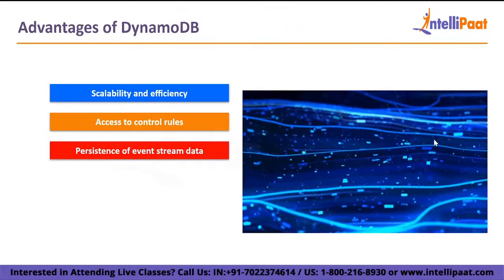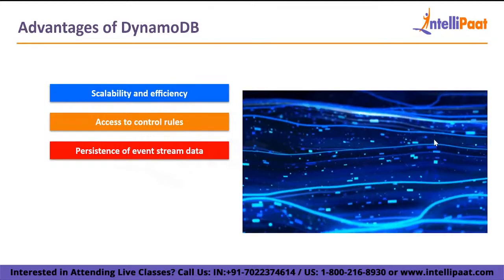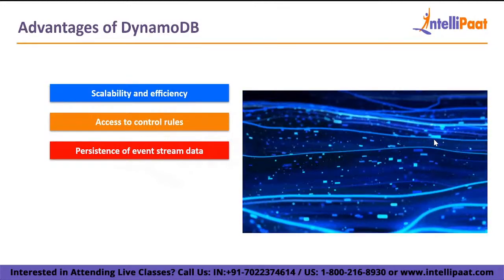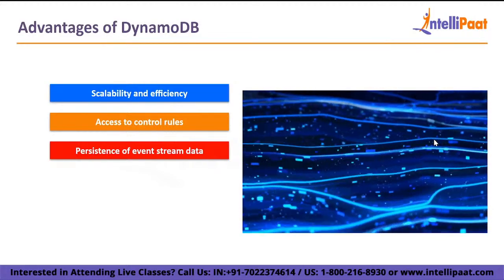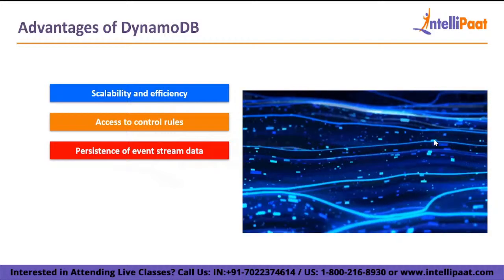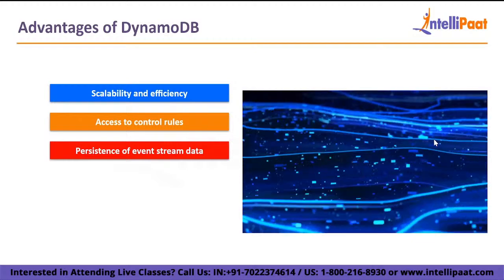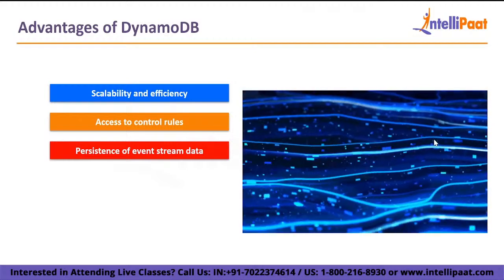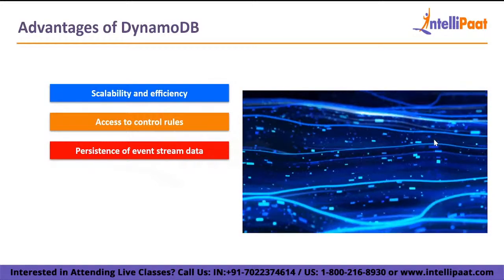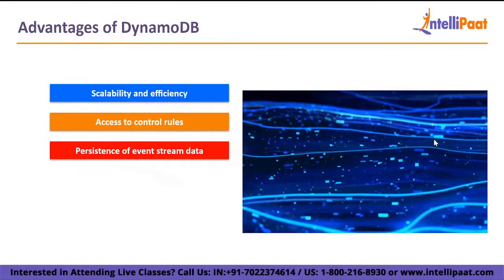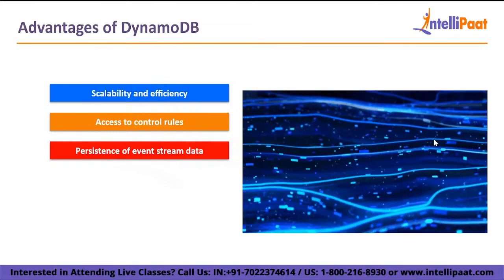Next one, we have persistence of event stream data. Developers can receive and update item level data both before and after changes to the data using DynamoDB streams. This is due to the fact that DynamoDB streams offer a time-ordered list of changes made to the data over the previous 24 hours. With streams, you can quickly update a read cache, send incremental backups to Amazon S3, or make changes to a full text search data store like Elasticsearch using the API.